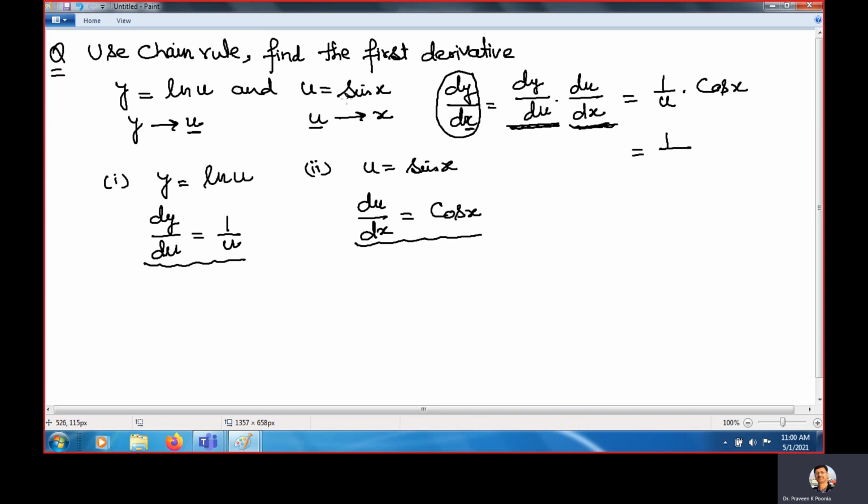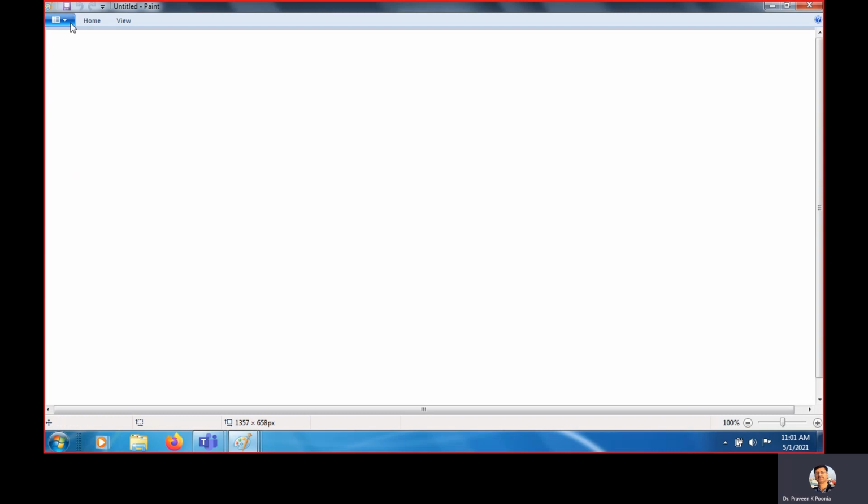So 1 upon, put the value of u in terms of x, it is sin x, into cosine x. So indirectly it is cos x upon sin x. You studied in trigonometry that cosine x upon sin x is equal to cot x. So the derivative of y with respect to x using chain rule is equal to cot x. Now we'll solve question number 2.